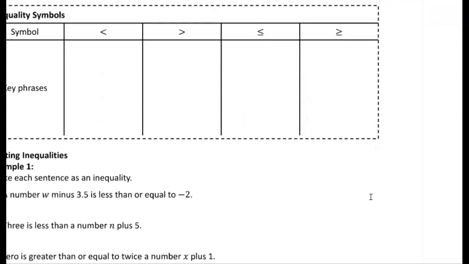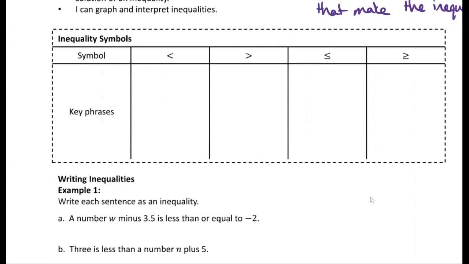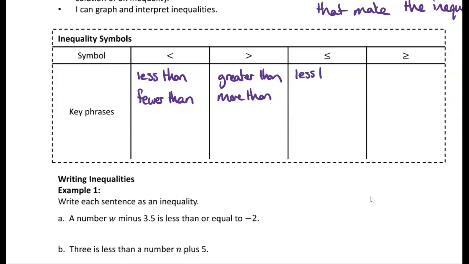All right, the inequality symbols right here. This is a less than symbol. Sometimes you'll see the words fewer than. And we'll go back and we'll add details if we find things as we go that would fit in here. This is greater than, or sometimes you'll see more than. Let's see here. This is less than or equal to.